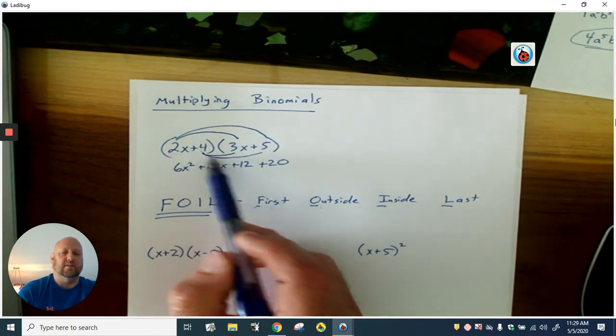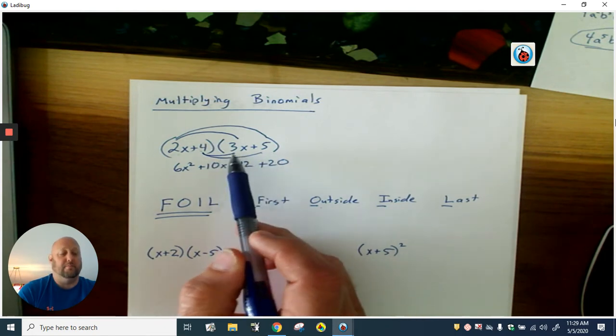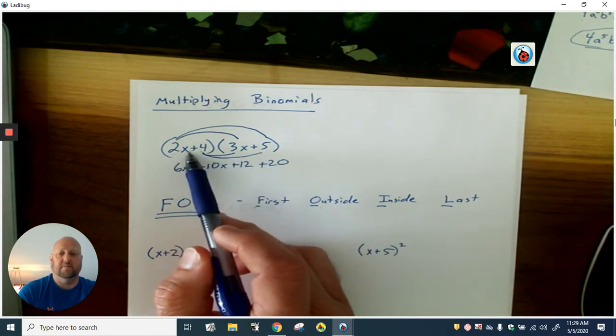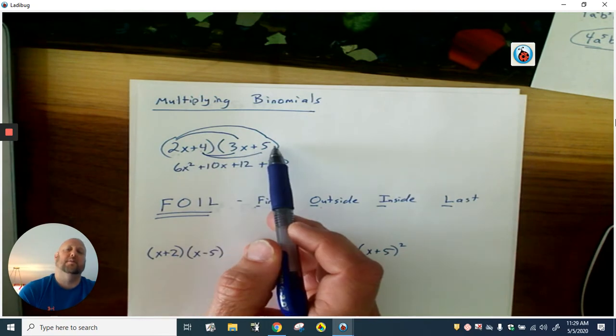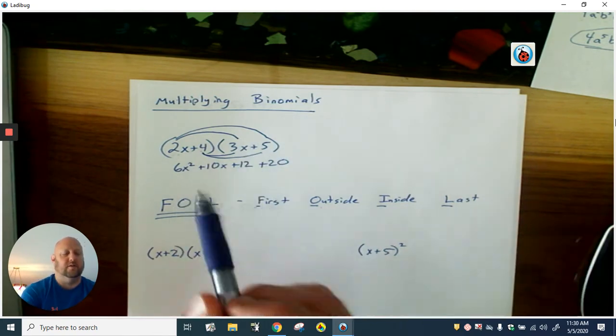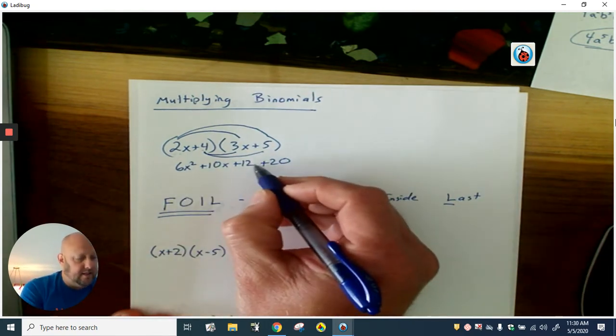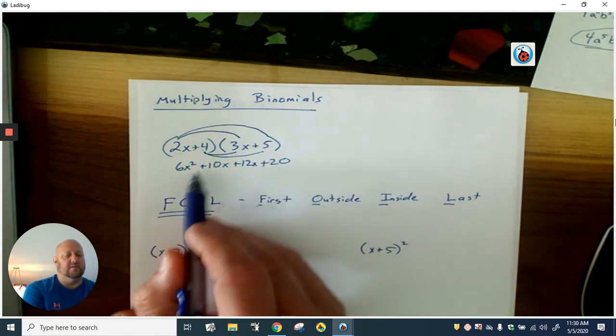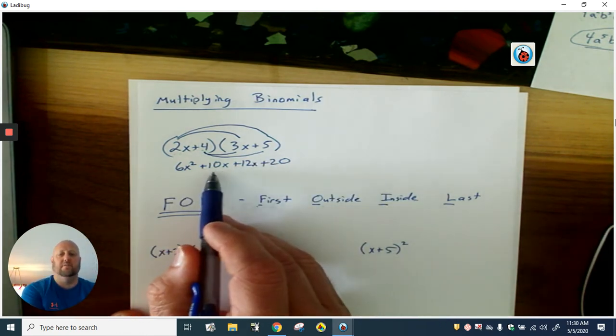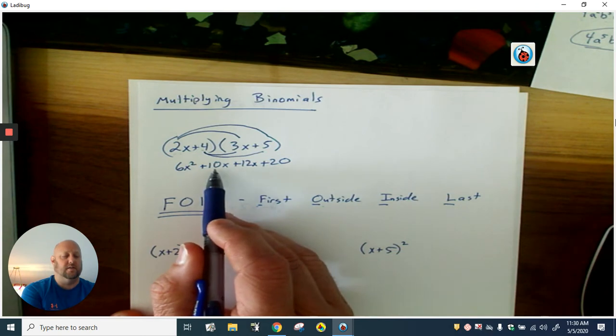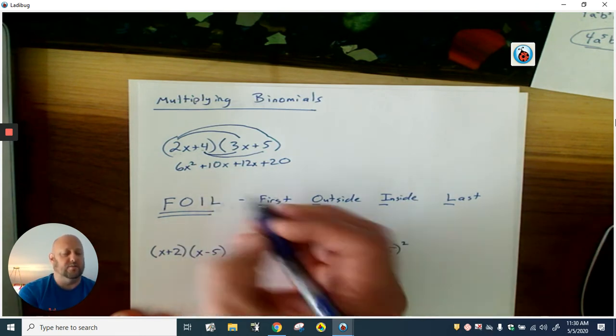And the 4 has to get multiplied by both terms. Every term in the first polynomial has to get multiplied by every term in the second polynomial. So, oops, I forgot the x on that 12, didn't I? So the only thing left to do is combine some like terms here, where we have a 10x and a 12x.